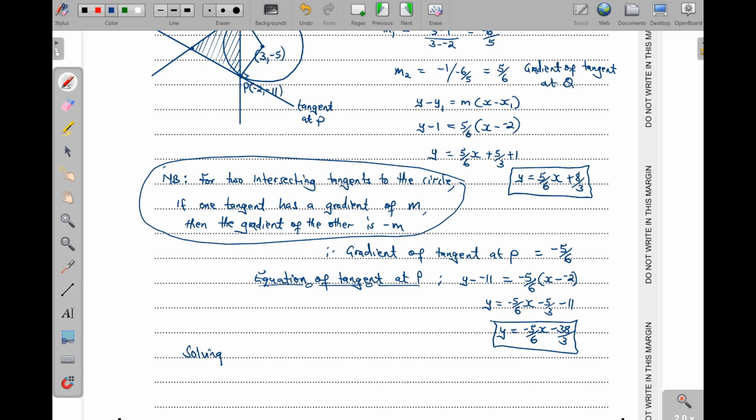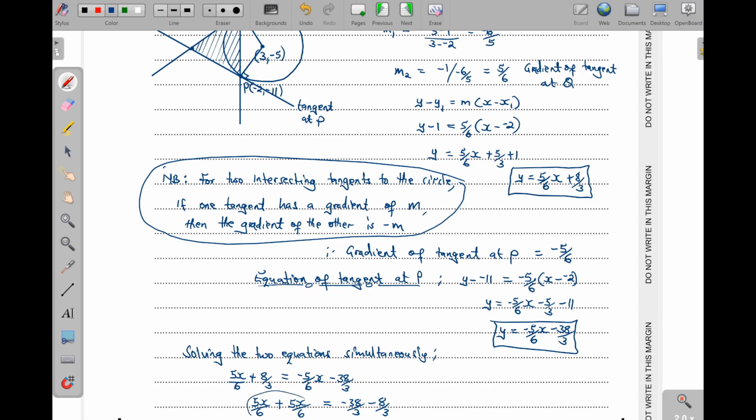Solving the two equations simultaneously, we shall have 5x/6 plus 8 over 3. Then this one is equal to negative 5 over 6 of x minus 38 over 3. So bring this one here. So I have 5x over 6, then plus 5x over 6, which is equal to negative 38 over 3, and also negative 8 over 3.